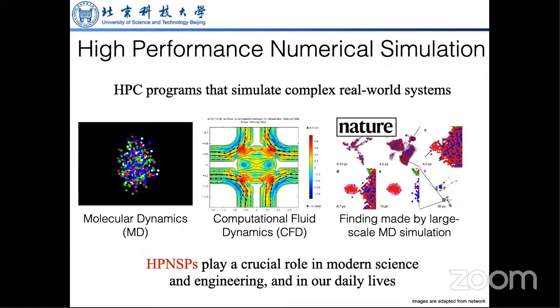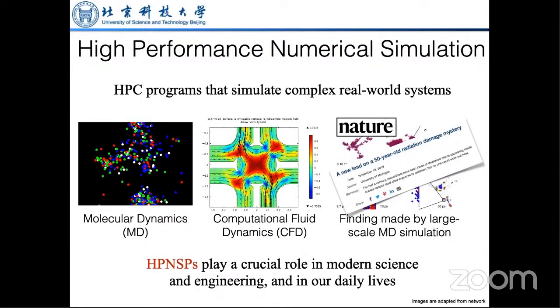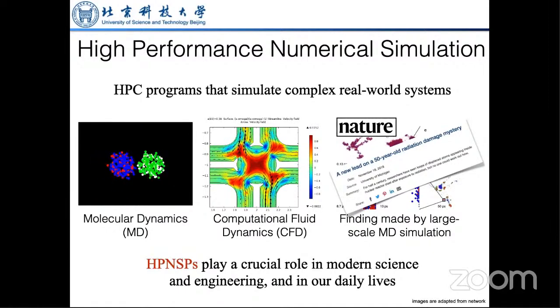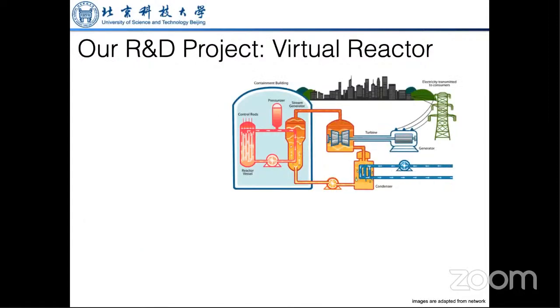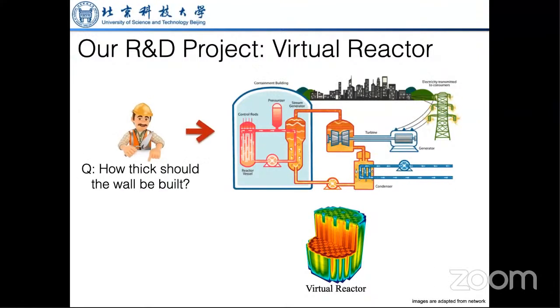For example, the formation mechanism of 100 dislocation loops, which was regarded as a 50-year-old radiation damage mystery, was revealed based on large-scale molecular dynamics simulation. Our work is based on a national R&D project whose goal is to create a virtual reactor, a system that is able to achieve the multiphysics and multi-scale simulation of a reactor core to support the design and analysis of a nuclear power plant. For instance, if we need to know how thick the wall of the core should be built, we can ask the virtual reactor to do some complex simulations.